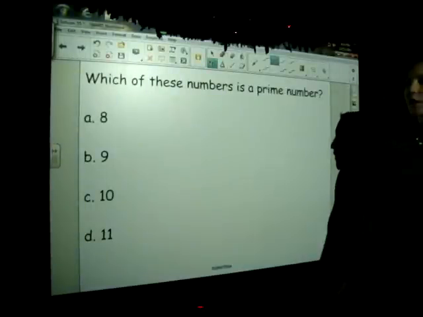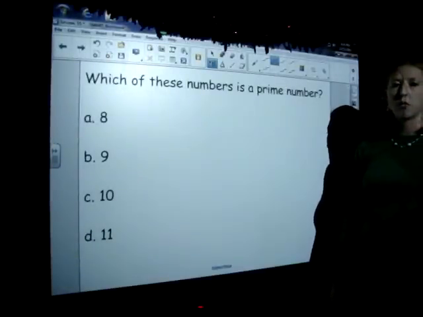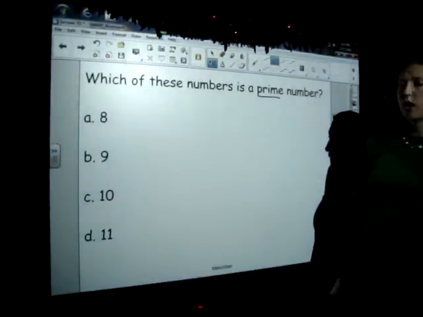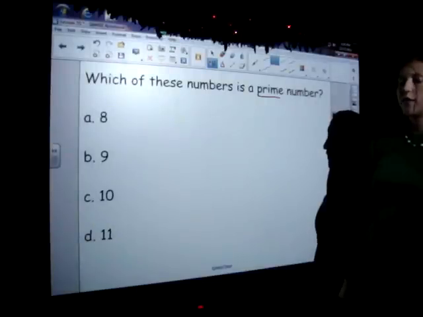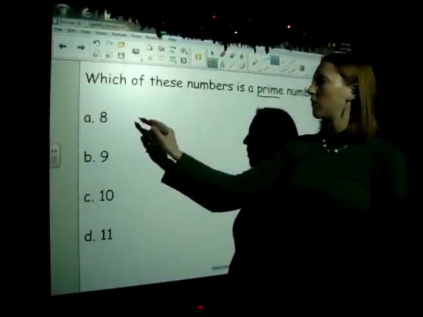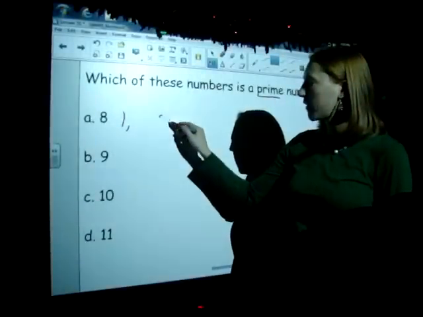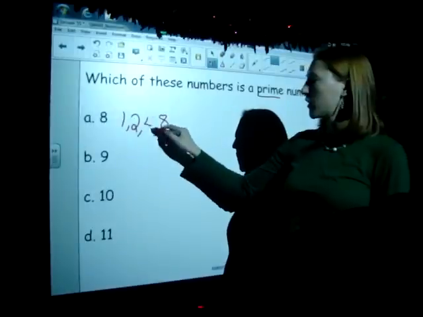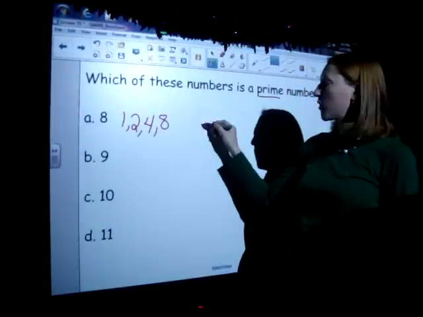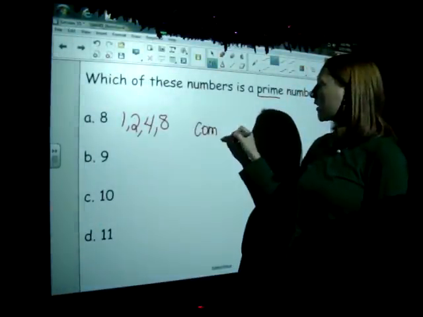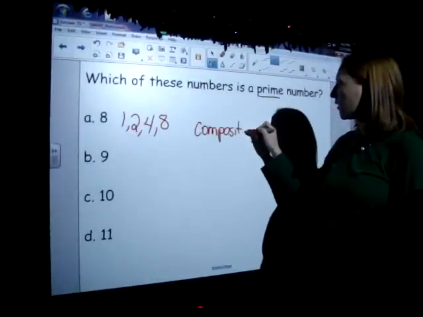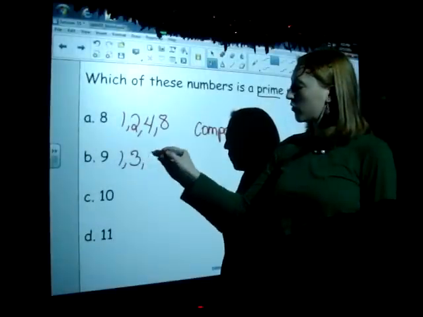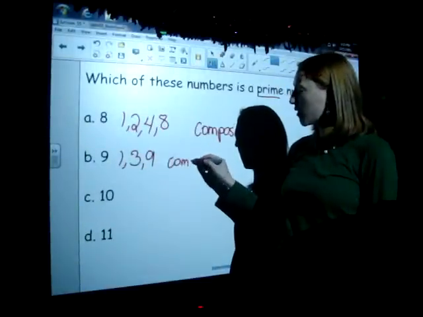So I have a list here. Go ahead and pause the video and write down: are they prime or are they composite? Find that prime number. If you need to, go ahead and list the factors. So like for 8, I would list 1 times 8, 2 times 4. Well, that has more than 2, so that must be composite. Well, 9 we just did before. We said that was 1, 3, and 9. So that number is composite.